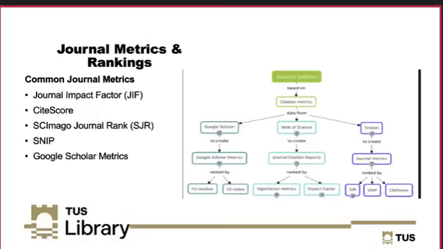Journal metrics and rankings. So common journal metrics: you've got journal impact factor, JIF, CiteScore, SCImago Journal Rank, SNIP, and Google Scholar Metrics. Journal metrics are often used to assess journal visibility and influence. However, it's important to remember that journal-level metrics do not guarantee article-level impact. Publishing in a high-ranked journal does not automatically mean your article will receive high citations. Metrics should be used as one factor among many when selecting a journal.